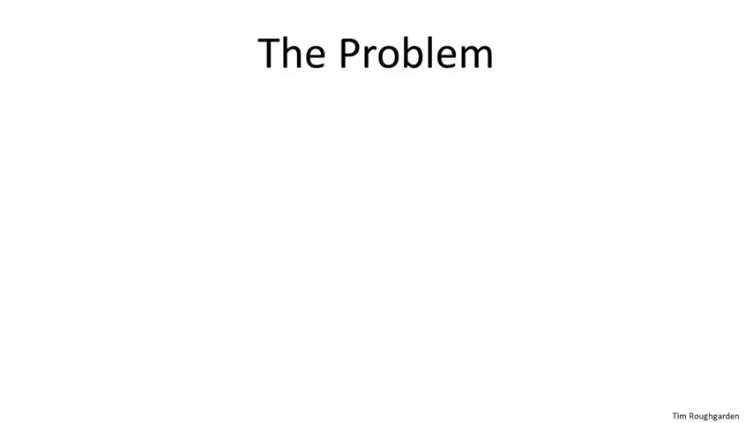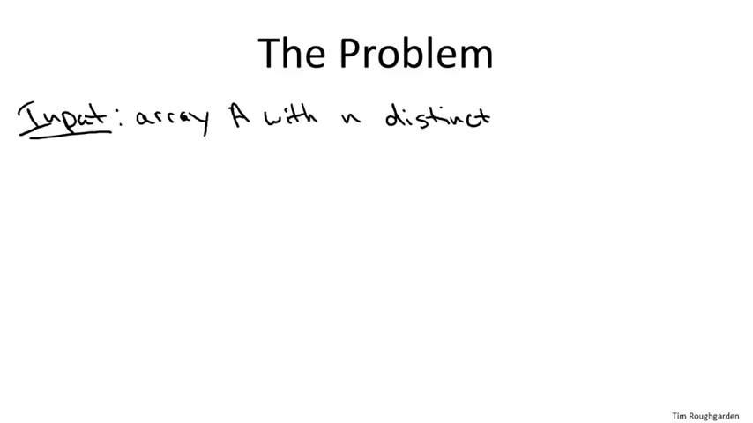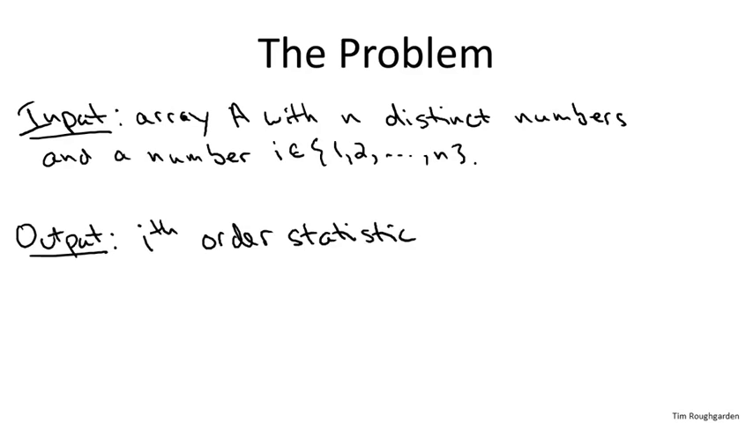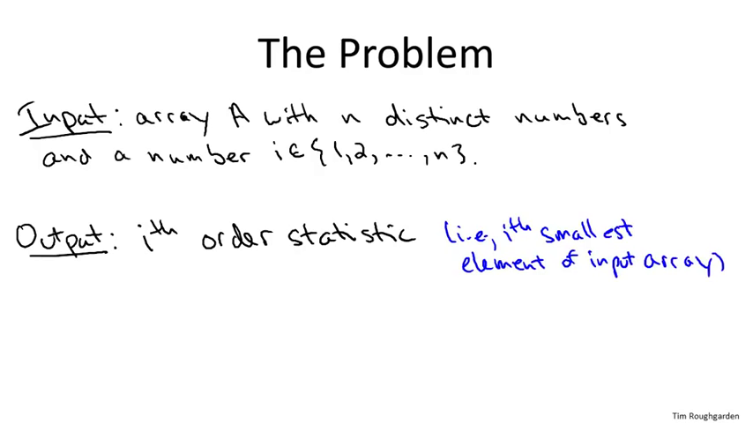The input is the same as for the sorting problem: you're given an array of n distinct entries. But in addition, you're told what order statistic you're looking for. That's going to be a number i, which is an integer between 1 and n. The goal is to output just a single number, namely the ith order statistic, that is the ith smallest entry in this input array. Just to be clear, if you had an array of 4 elements containing the numbers 10, 8, 2, and 4, and you were looking for the third order statistic, that would be this 8.